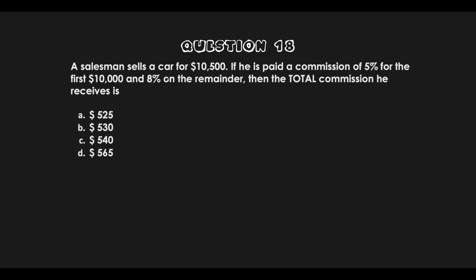A salesman sells a car for $10,500. If he is paid a commission of 5% for the first $10,000, and 8% on the remainder, the total commission he receives is? So I need to find 5% of 10,000 first. So what's 5% of 10,000?